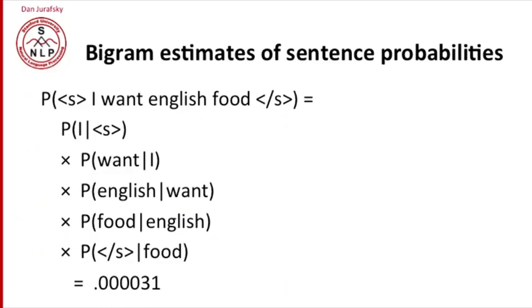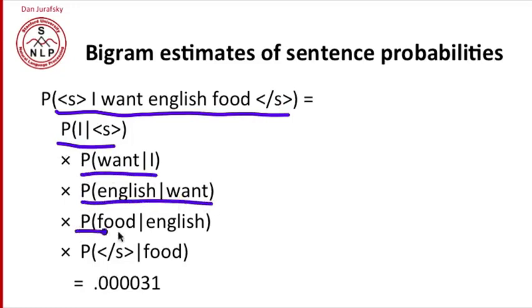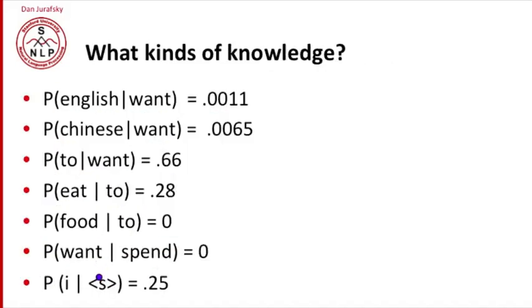So now that we've computed all of our bigram probabilities, we can estimate the probability of a sentence. That's our goal for language modeling, simply by multiplying together all the component probabilities. So the probability of start of sentence, I want English food, end of sentence, is the probability of I given start, times the probability of want given I, times the probability of English given want, food given English, end given food, and so on. What kinds of knowledge are expressed by these bigram probabilities?